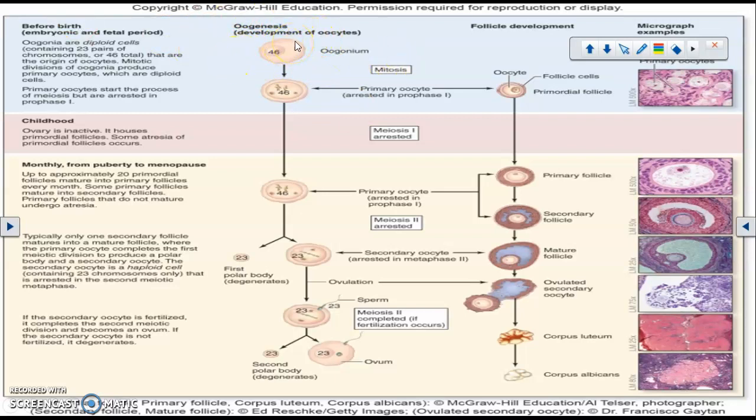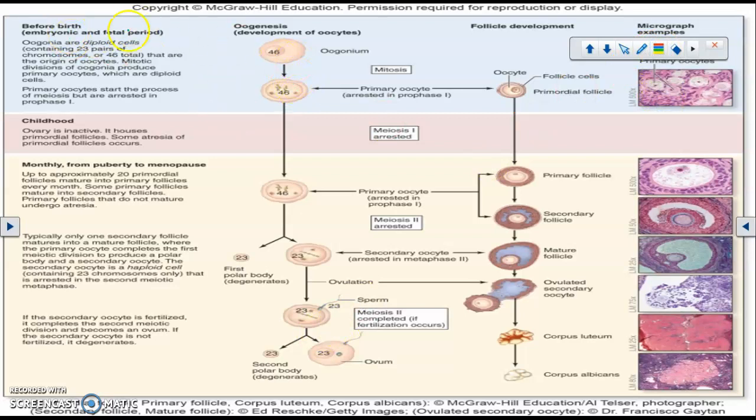Oogenesis is a form of meiosis, just like spermatogenesis is a form of meiosis. When we talk about meiosis, we're talking about the creation of eggs and sperm. If you think about meiosis previously, there was a theoretical yield of 4 sperm or 4 eggs. However, in oogenesis, you only get one egg at the end. We're going to talk about the process in a little more detail now.